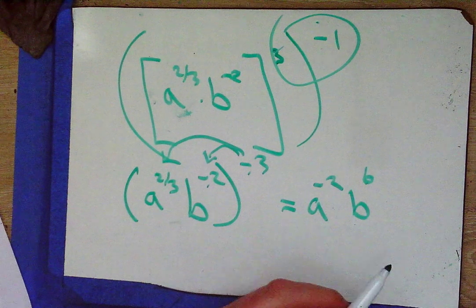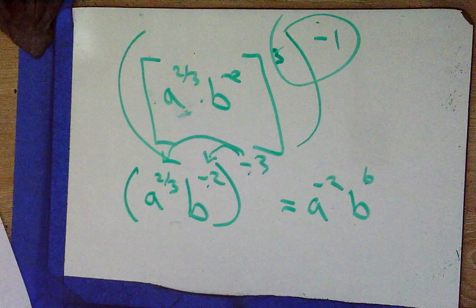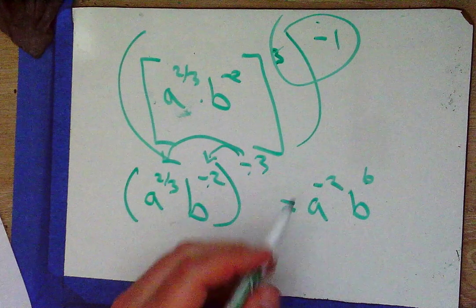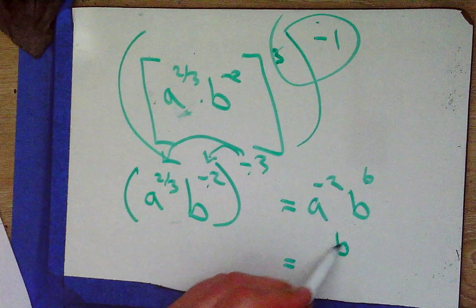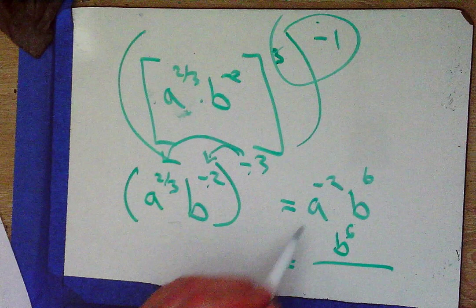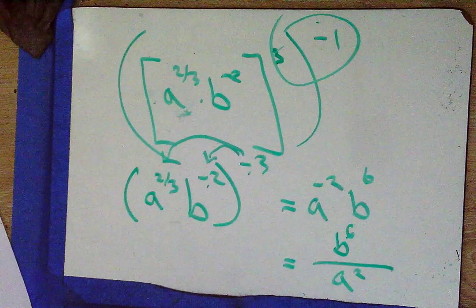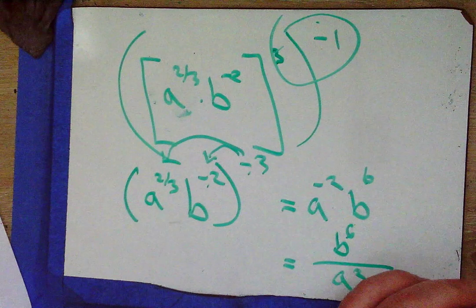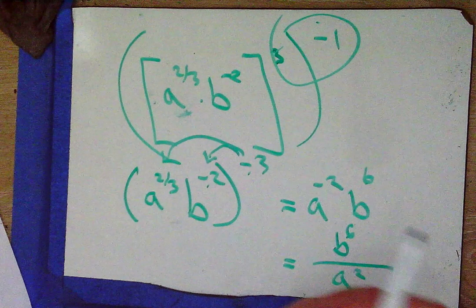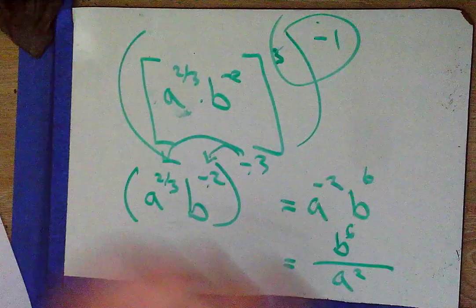Now, you can leave your answer like that if it doesn't say no negative exponents. If it does say no negative exponents, I'm probably going to move that a stuff onto the bottom and turn it into positive. Okay? So there's our first station. And let's now move on to the next one because we've got 13 more to go.